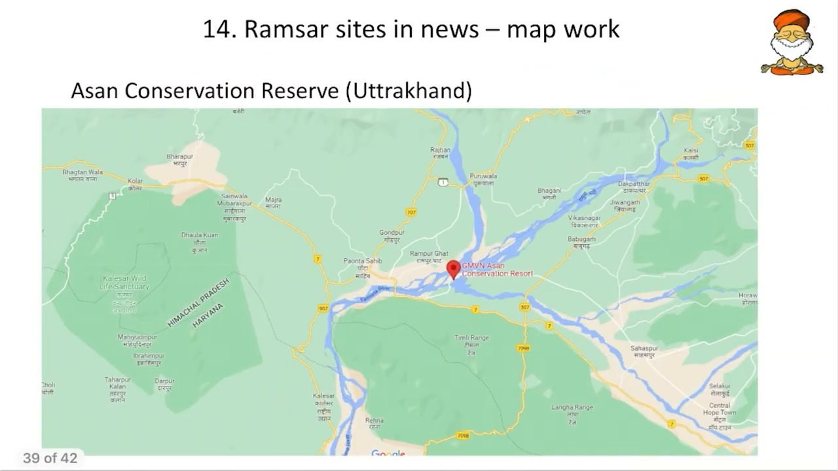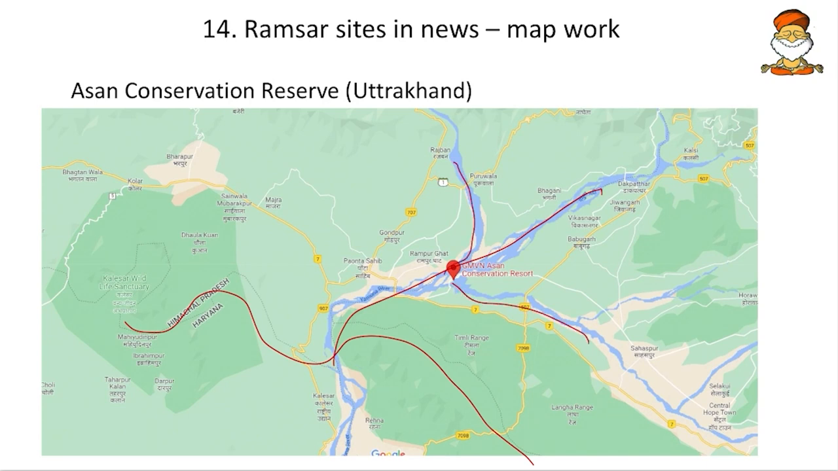And then we have the Asan Conservation Reserve. The Asan Conservation Reserve is on the Asan River itself. Here we have the Yamuna River, and here we can see the Himachal Haryana border, and the other two rivers will join this Yamuna River. This is the Giri River, and here we have the Asan River, and here we will get the Asan Dam or the Asan Barrage. Near this Asan Barrage, the Asan Conservation Reserve is present, and also remember the Kalesar Wildlife Sanctuary very near to it. And then the Timli range, a small mountain range, is present here.